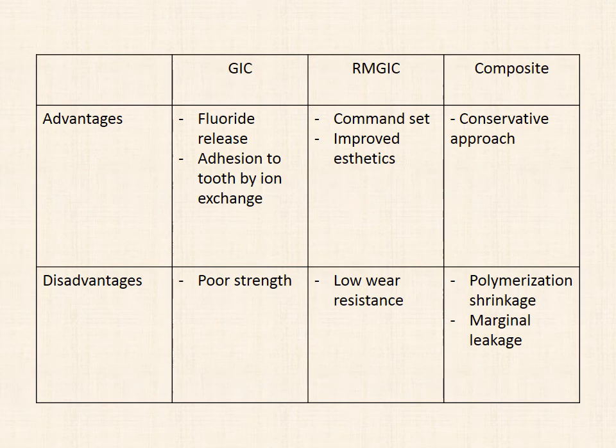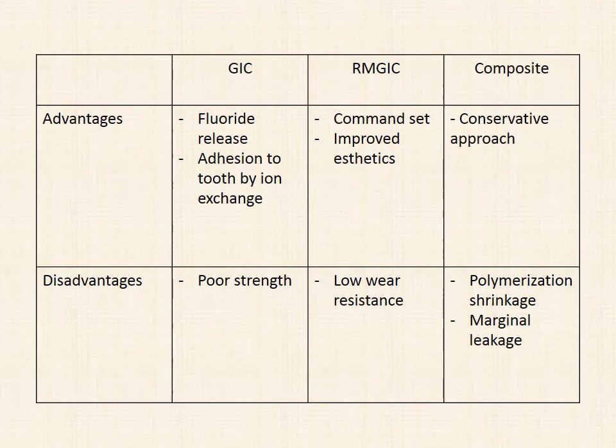So moving on, we differentiate the amount of fluoride that is released by the glass ionomer, the resin modified glass ionomer and composite, and the restorative approach also. The advantage of glass ionomer is it releases fluoride, and adhesion to the tooth structure is by ion exchange. RMGIC has a command set, so you have more working time on the tooth structure, and it has improved aesthetics compared to the glass ionomer cements, while composite has a more conservative approach.